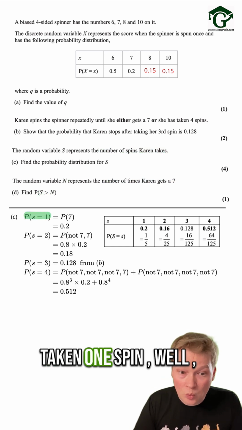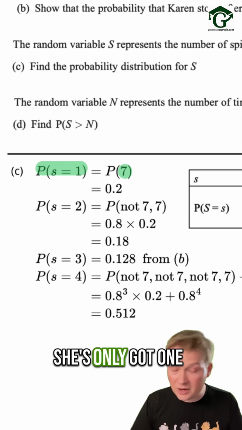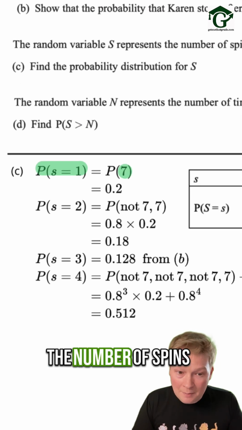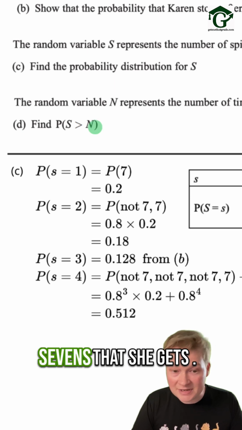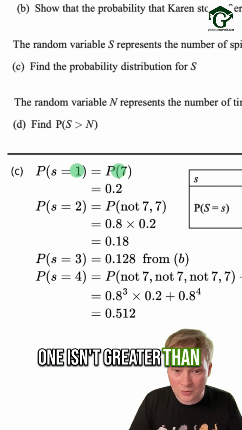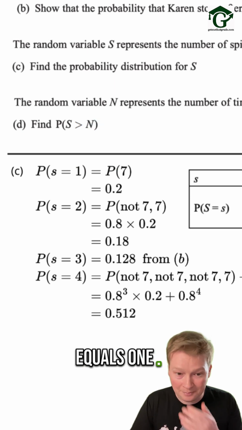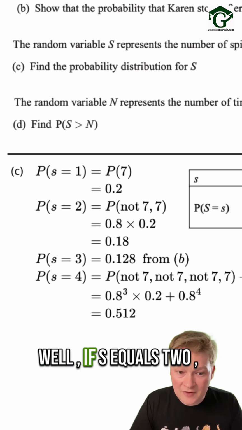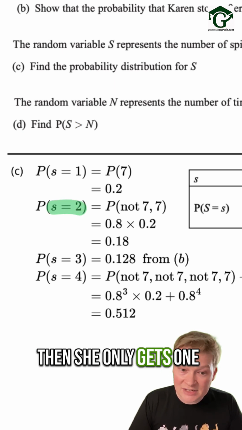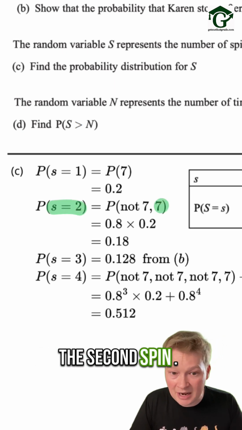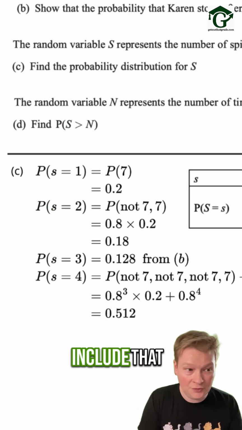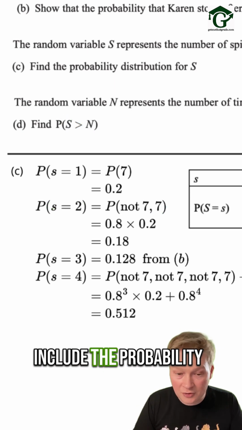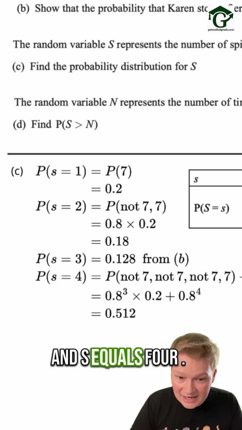So if Karen has only taken 1 spin, well, she's only got 1 7. So the number of spins that Karen takes, 1, wouldn't be greater than the number of 7s that she gets. That's also 1. 1 isn't greater than 1. So we don't want s equals 1. What about s equals 2? Well, if s equals 2, then she only gets 1 7, and that's on the second spin. So s would be 2, n would be 1. So we do want to include that probability. Similarly, we want to include the probability that s is 3 and s equals 4.